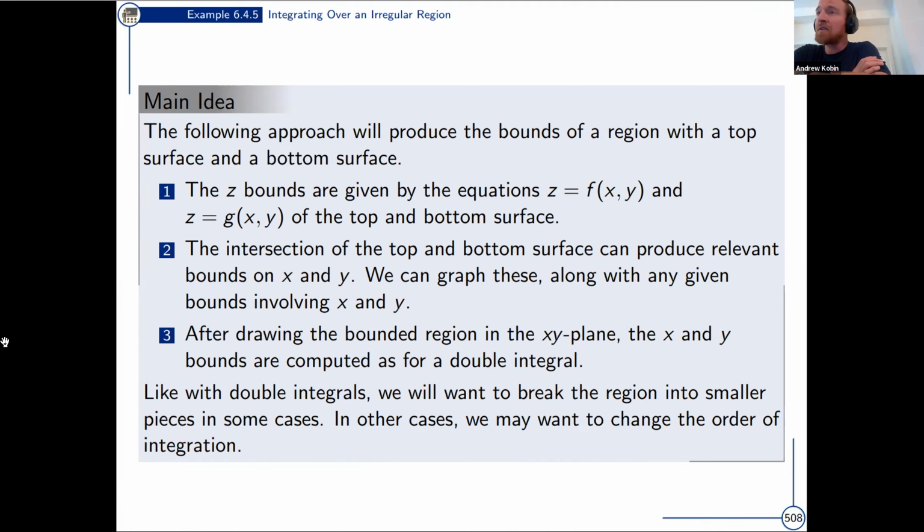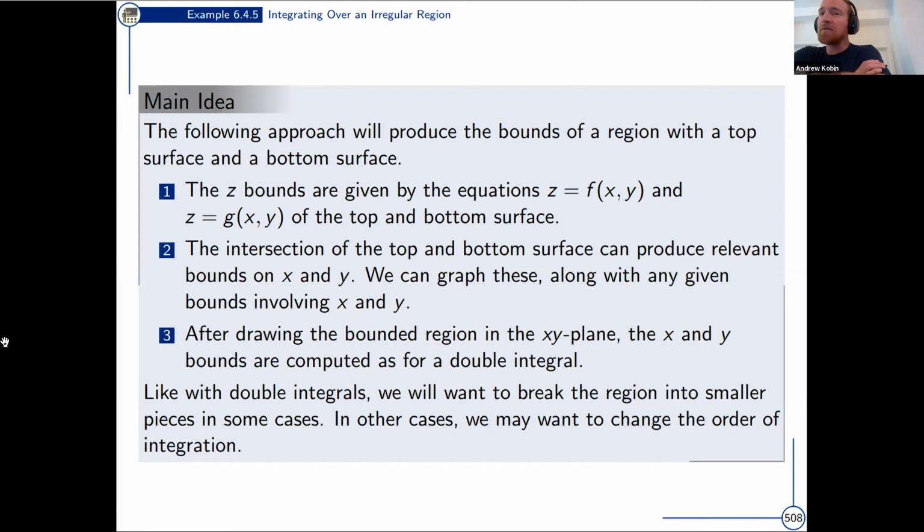And if I didn't have that picture, I would somehow have to produce a picture in the xy plane using the z bounds that are given. The cylinder has an equation, the xy plane is z equals 0, and I can use that to come up with bounds for x and y.